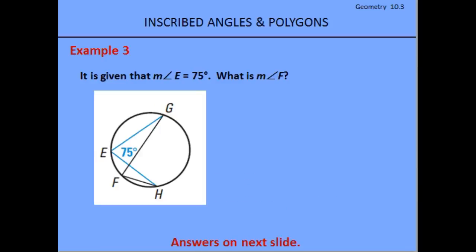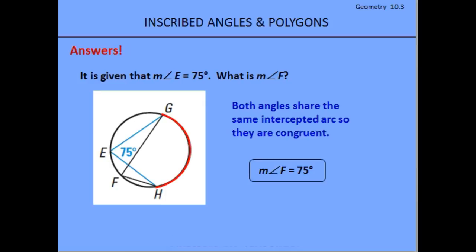So, example 3, pause. Given what we know right now about our theorems, and that the measure of angle E right here is 75 degrees, what is the measure of angle F? Don't forget to pause. Okay, here come the answers, or the answer. Well, they both share the same intercepted arc, so angle F is also 75 degrees. I'm sure that was not a challenge for you at all. This seems to be all very basic, so it should not be a problem.